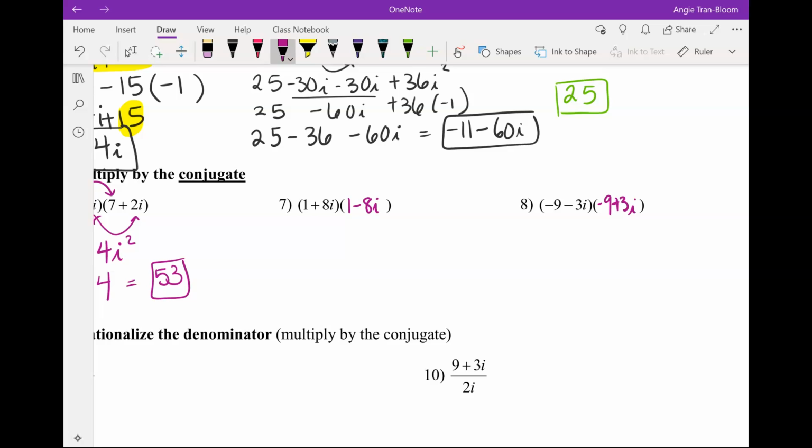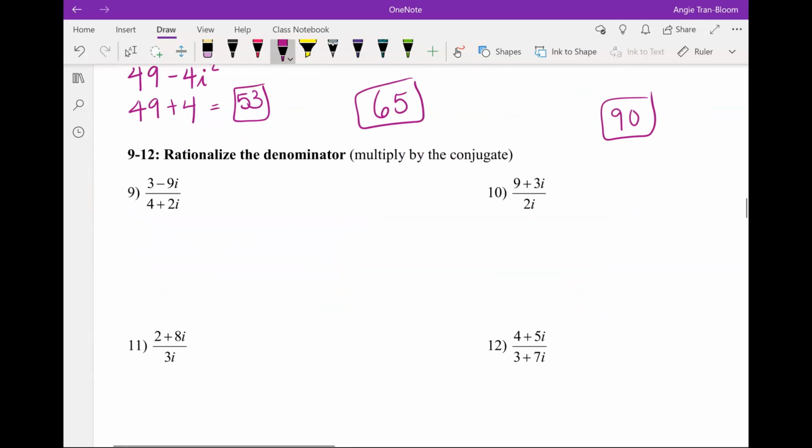Okay, looks like lots of us have what answer for 7? 65. Are we done with 8? What's the 8 answer? 90. So do we love conjugates? Yes. Only, guys, you can only do that if the two quantities are conjugates of each other.